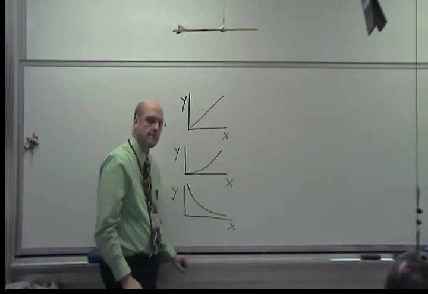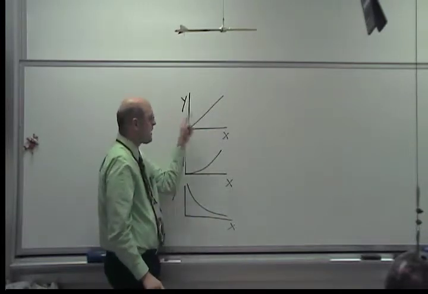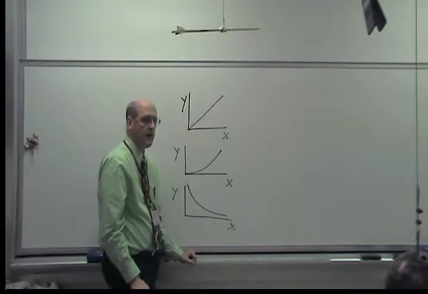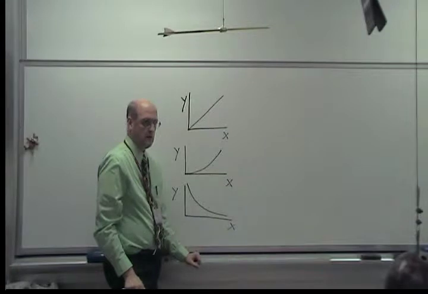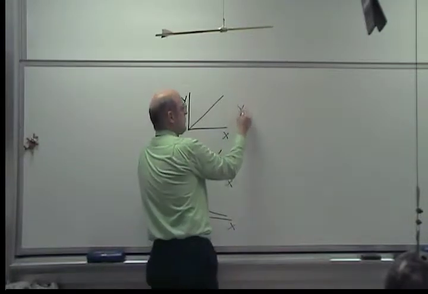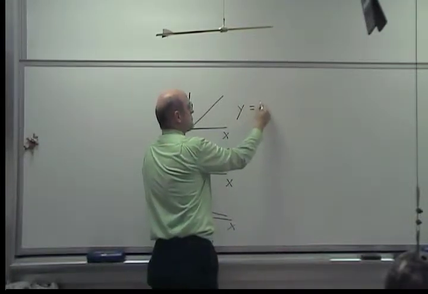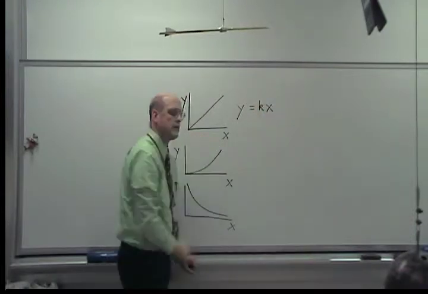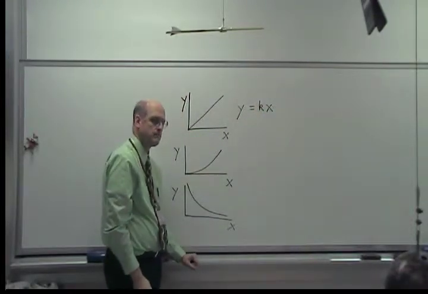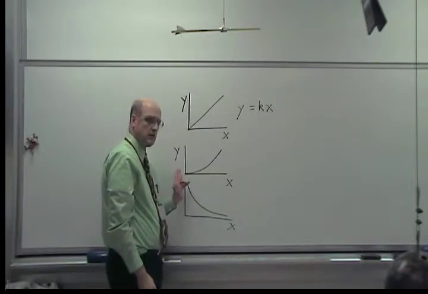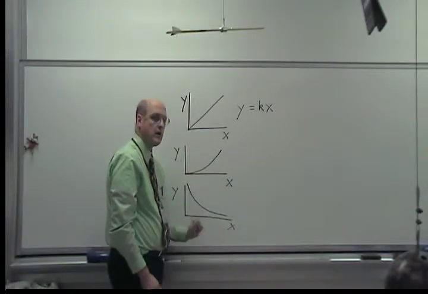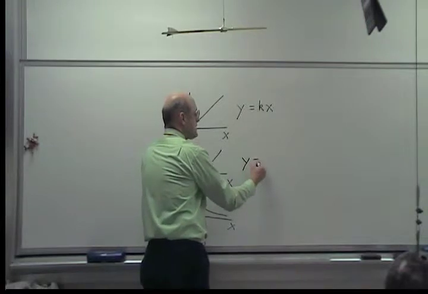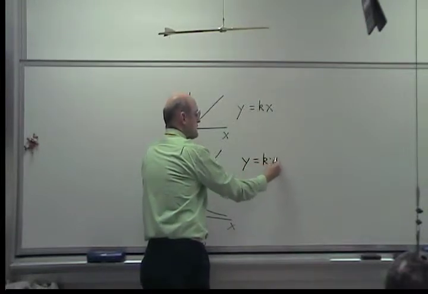The relationship between y and x for a linear graph is that y varies directly with x. The equation would be y is equal to kx, where k is a constant. The relationship here is that y varies directly with the square of x. The equation is y is equal to kx squared.